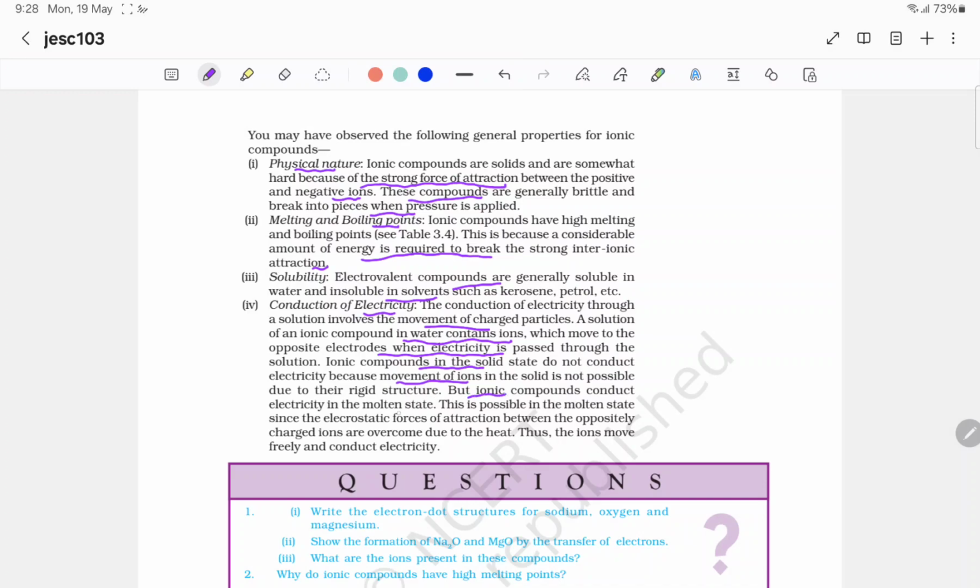But ionic compounds conduct electricity in the molten state. This is possible in the molten state since the electrostatic force of attraction between the oppositely charged ions is overcome due to the heat. Thus the ions move freely and conduct electricity.